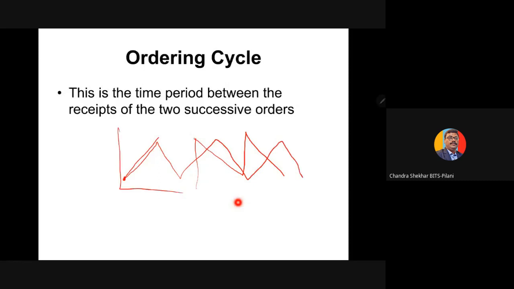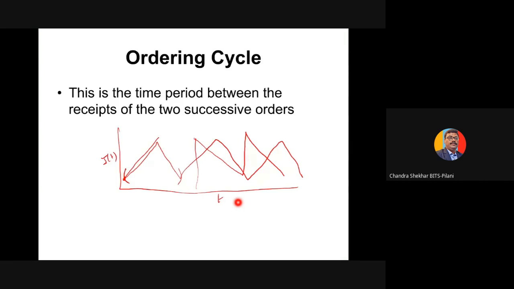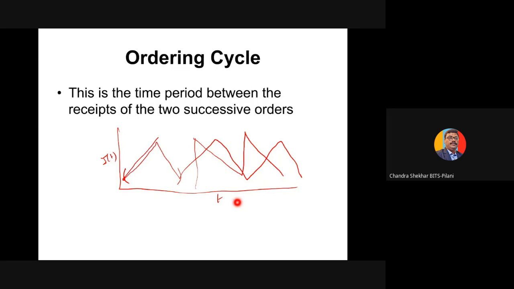You can see that the inventory level changes with time. This pattern is repeating again and again. This pattern is known as the ordering cycle, meaning when we are giving a new order, when we are making a new procurement. The time period between the receipt of two successive orders is known as the ordering cycle. That means the time between two consecutive orders is known as the ordering cycle.